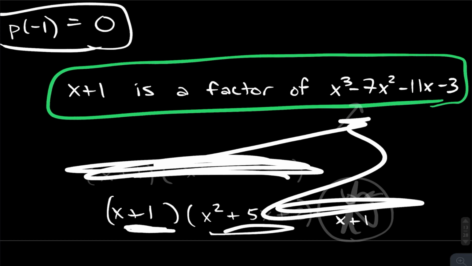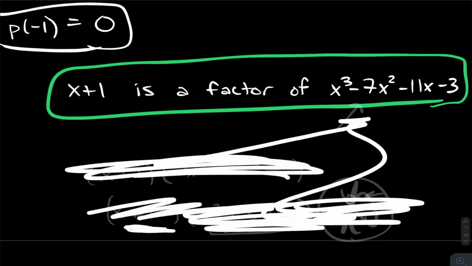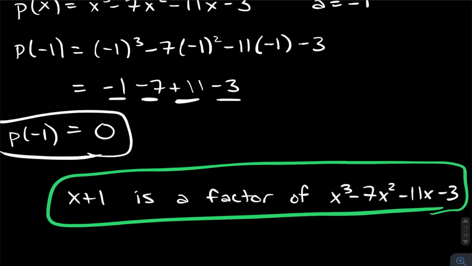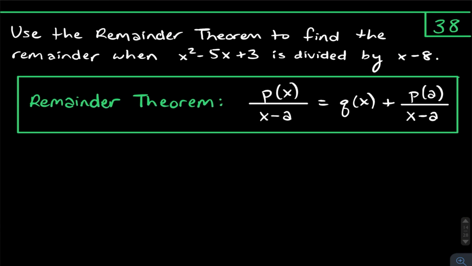I know I spent a lot of time on that. I just really want you to understand the idea with remainder theorem. So for problem 38 here, we want to use the remainder theorem to find the remainder when x squared minus 5x plus 3 is divided by x minus 8. Okay, the remainder theorem is stated below here.